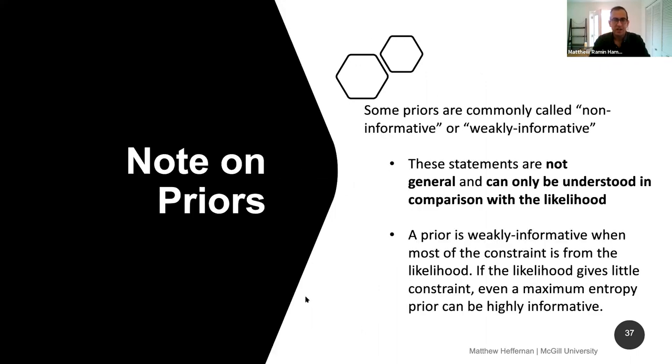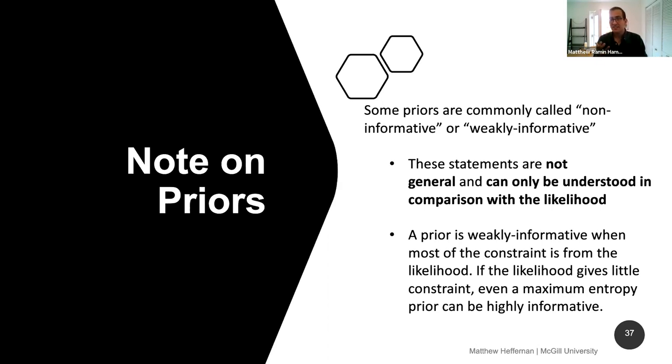So I want to give a brief note on priors. Now, if you recall what I was just showing on that bottom plot, the posterior was very sharply constrained by the data, and we're getting a lot of constraint. You might have also seen some priors out in the wild called non-informative or weakly informative priors. What's really worth emphasizing here is that these are not general statements. You can only understand how informative a prior is in comparison with the likelihood, or for example, the posterior. And so a prior is weakly informative when most of your constraint is from the likelihood. So most of that constraint on the posterior comes from the data.